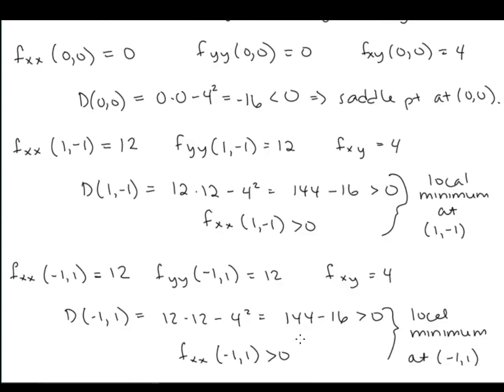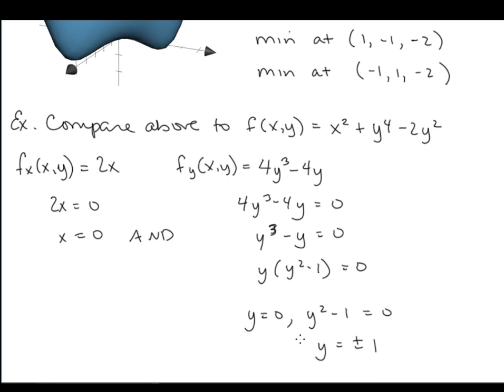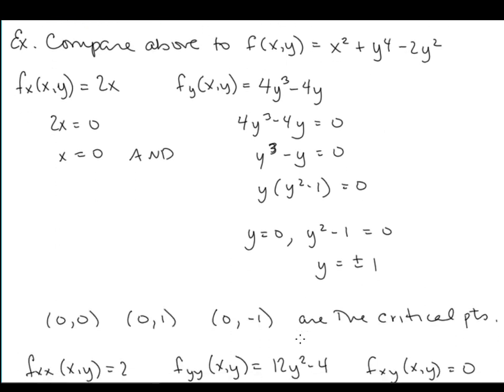The situation we have now is a little bit simpler, but I just wanted to point out the difference. So here let's compute our double x, double y, and mixed partials. Our second x partial is equal to 2. Our second y partial is equal to 12y squared minus 4. And our mixed partial is equal to 0.